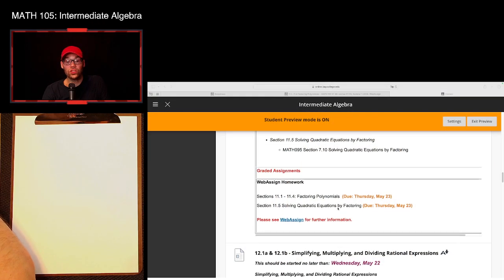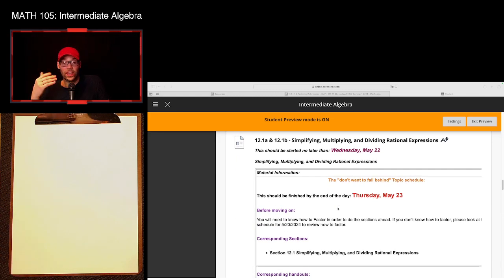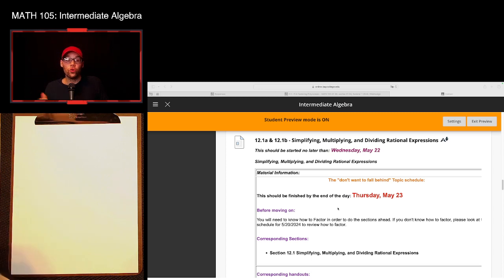All right, so let's actually go to something that's going to be more traditional for an everyday schedule, look to see what you have to do. So here, let's take a look at section 12.1a and 12.1b, simplifying, multiplying, and dividing rational expressions. So I'm going to break down these topics into days. So what you should do is each day come and take a look at the topics, and once you complete those topics for that day, you know you will not fall behind.